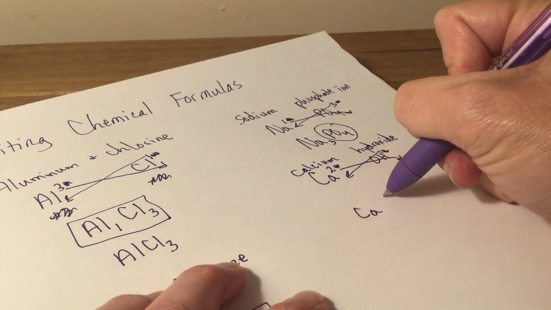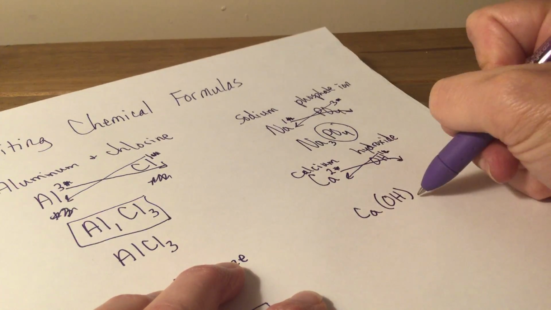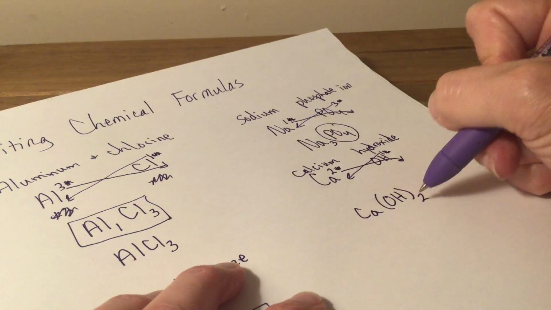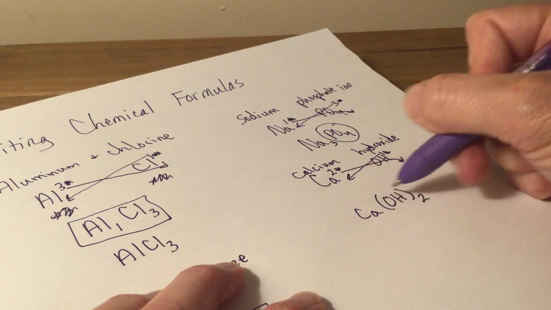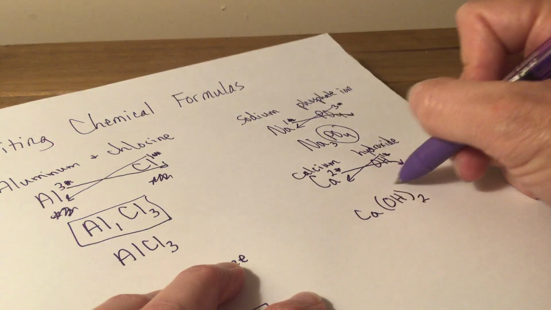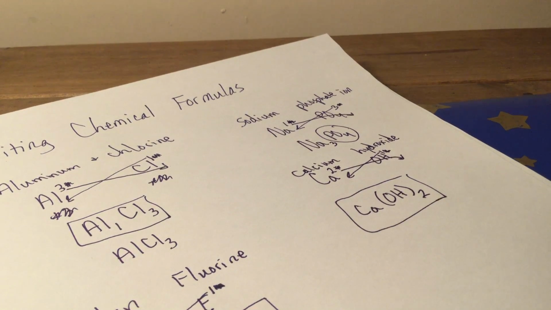1 calcium. For 2 hydroxides, I need to put a parenthesis around my ion and then put my 2, because the 2 applies to each part of that ion. So I have 2 oxygens and 2 hydrogens, or 2 hydroxide ions. And that is writing chemical formulas.